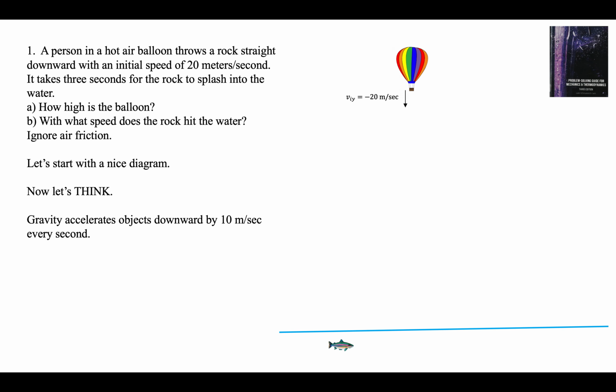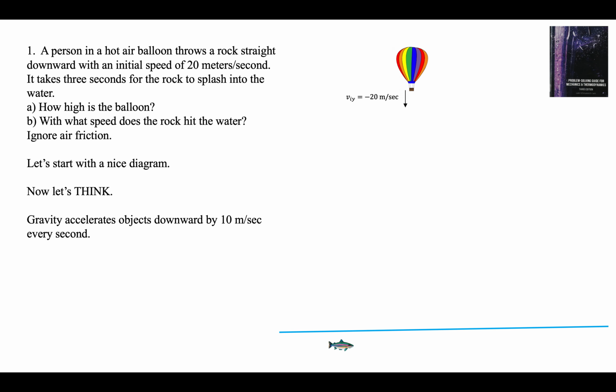What does gravity do? Gravity accelerates objects downward by 10 meters per second each second. After 1 second, the rock is going to be going 30 meters per second downward. After 2 seconds, 40 meters per second downward. After 3 seconds, 50 meters per second downward. Ooh, that's the answer to part B. We just answered part B.